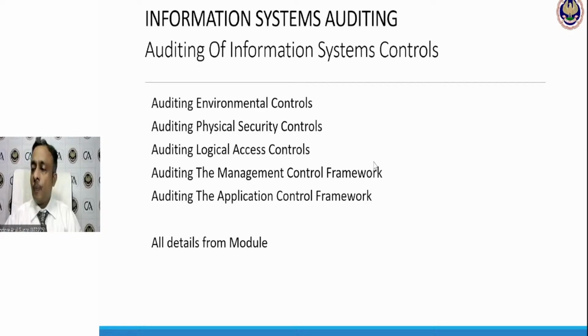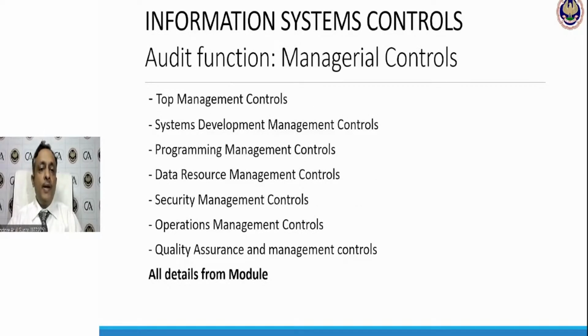Shall I start? Okay. So students, we have covered auditing environmental, physical, logical. Now coming to management control and application control frameworks. When you talk of managerial controls, what exactly are you looking for? From the auditor's aspect: top management control, system development management control, program management control, data resource management, security management, operations, and quality assurance and management control.